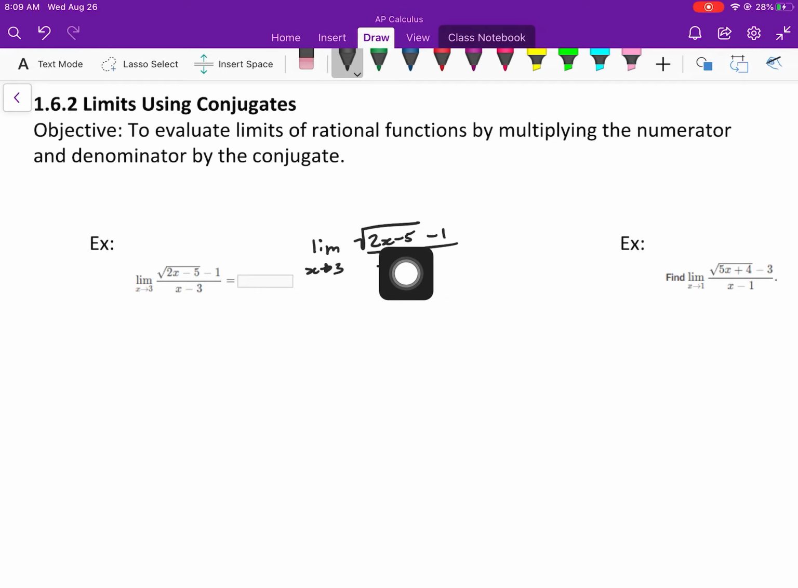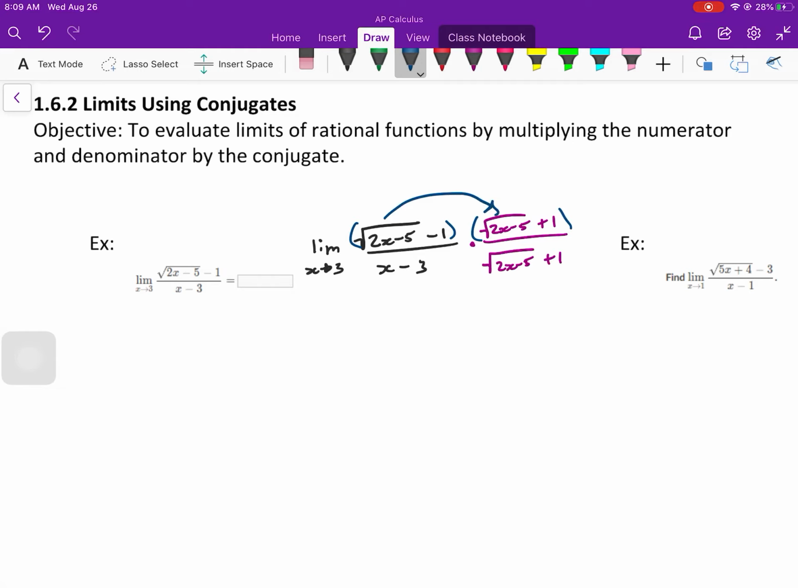So we're going to do the conjugate to the one with the square root. What do I mean by that? I'm going to multiply the top by square root of 2x minus 5 plus 1, and the bottom by square root of 2x minus 5 plus 1. This is going to get a little bit messy, but we're going to FOIL. Square root of 2x minus 5 times square root of 2x minus 5, all that does is cancel out the square root since it's the same thing on the inside. So we're left with 2x minus 5.